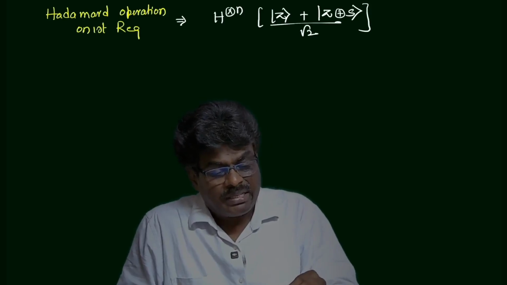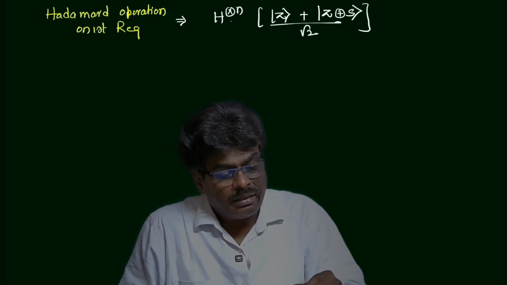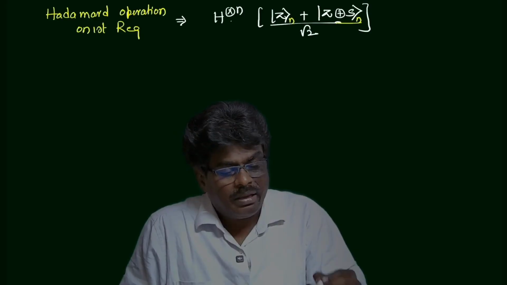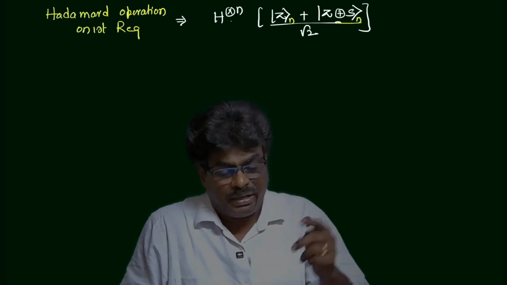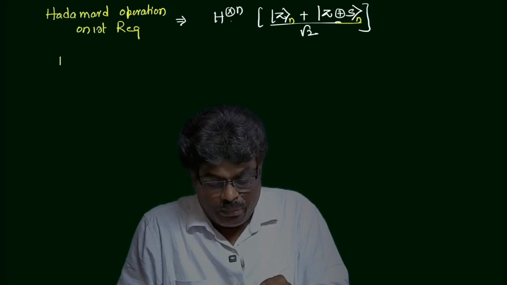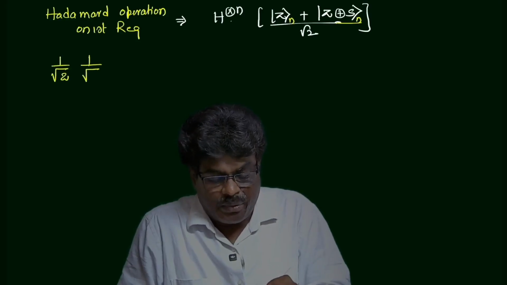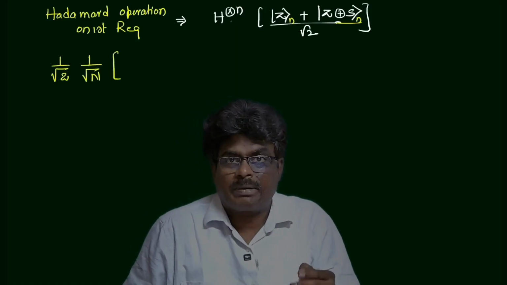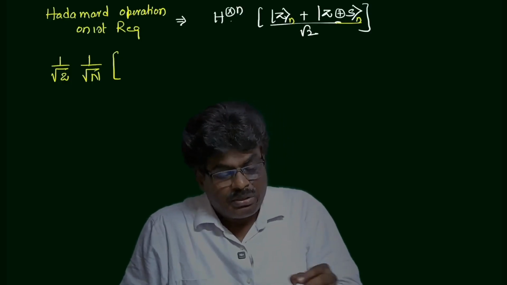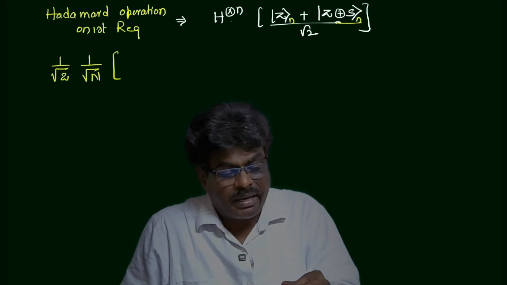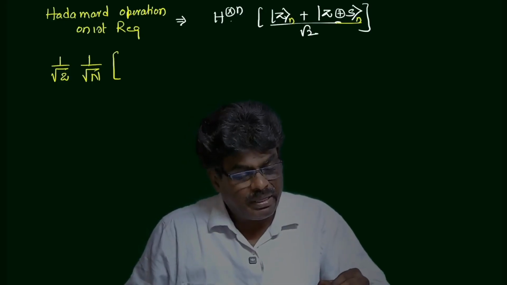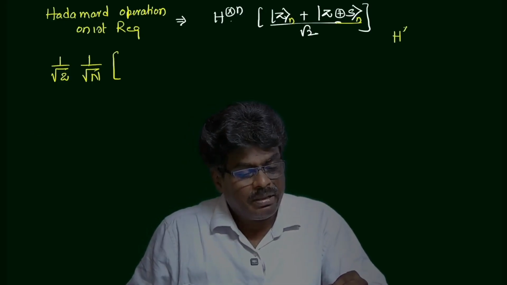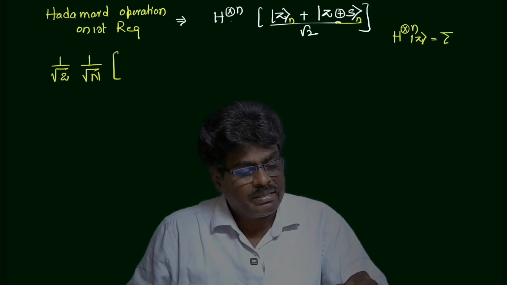So H tensor n, because these are n-qubit strings, n number of Hadamard gates are operating on that. Then you will get 1 over root 2, I am writing outside, and here you will get 1 over root N again, because n number of qubits are there, capital N is equal to 2 power n. So if H tensor n operates on Z, maybe if you forget, I will write here the formula. H tensor n operates on Z, we can write it as a summation.